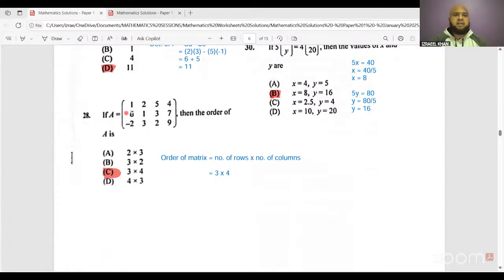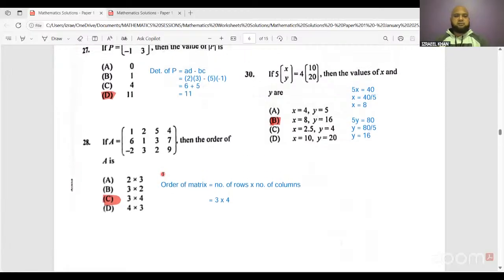Number 28. A is all this. I'm not going to read that. What's the order of A? Order, again, for many, is your number of rows by your number of columns. How many rows do we have? 3 rows. How many columns do we have? 1, 2, 3, 4. So the order will be what? 3 by 4. That should be copacetic, easy, straightforward.